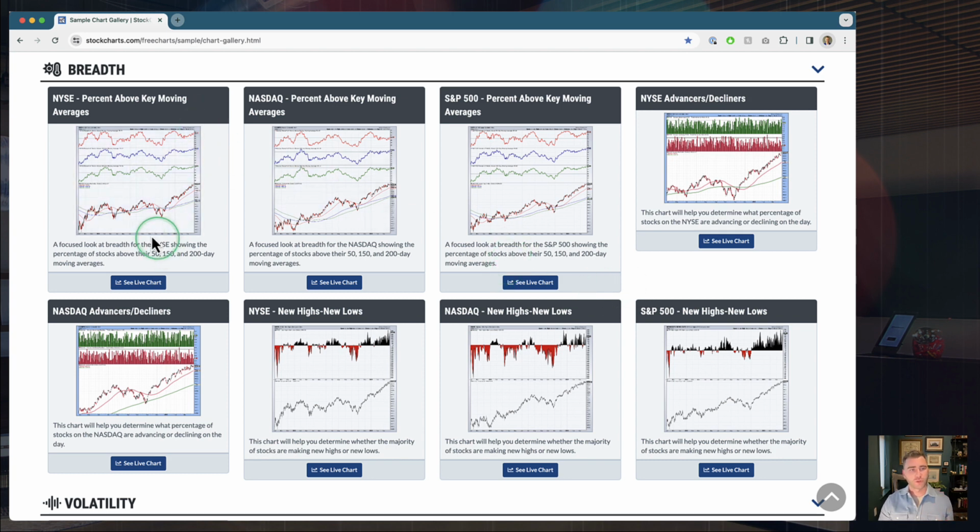Now, the descriptions down below are going to give you a great sense of that, and even the titles are going to give you a great sense of what these are.